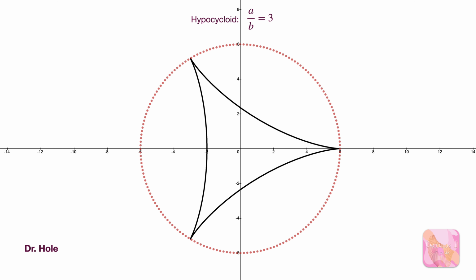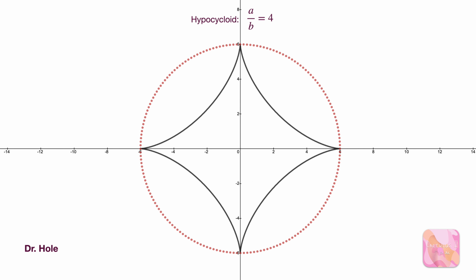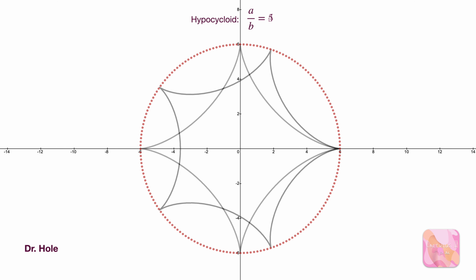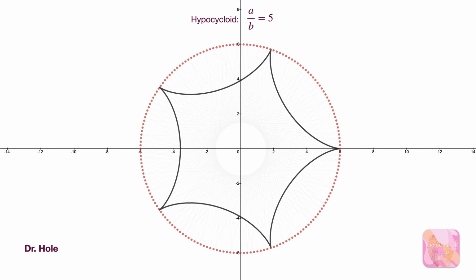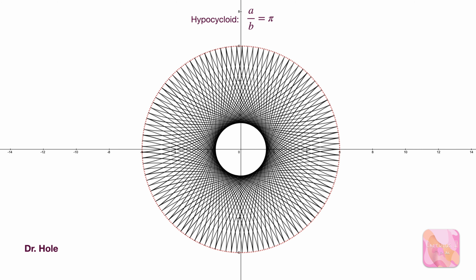This is a particular example where the ratio of A and B is 3. Here's a hypocycloid where the ratio of A and B is 4. And then 5. And then now let's jump to pi.